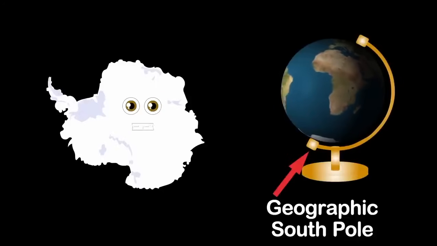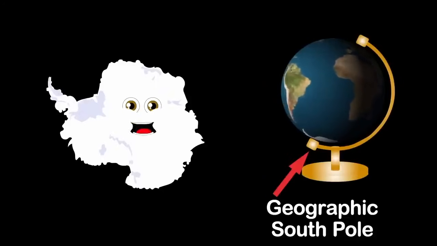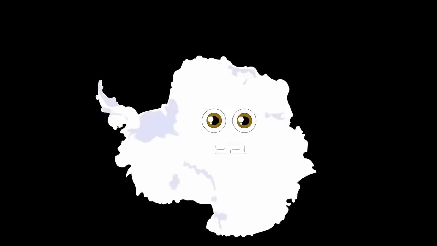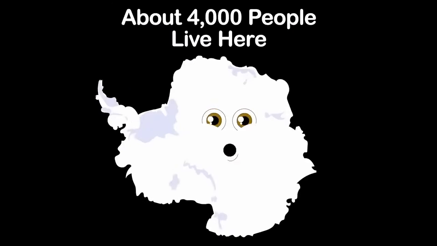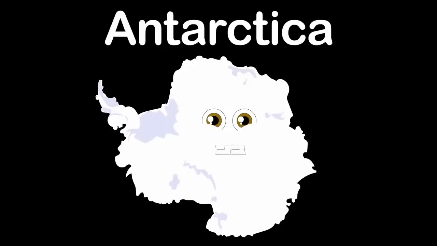Geographic South Pole is one of the 2 points where the Earth's axis of rotation intersects its surface. Around 30 countries maintain about 70 research stations. About 4,000 people live on me in population. I'm the southernmost continent, Antarctica is my name.